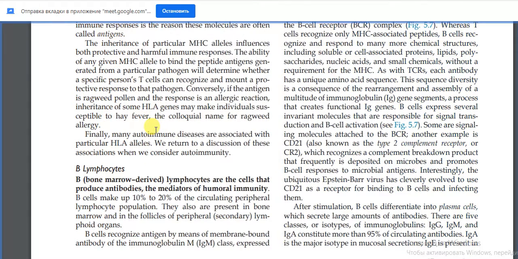We'll discuss MHC action a little later, but now let's talk about B lymphocytes. B lymphocytes are derived from bone marrow, and this letter B corresponds to the bursa of Fabricius. Bursa cells are present in birds, but in mammals we have an analogue of bursa lymphocytes, present in bone marrow.